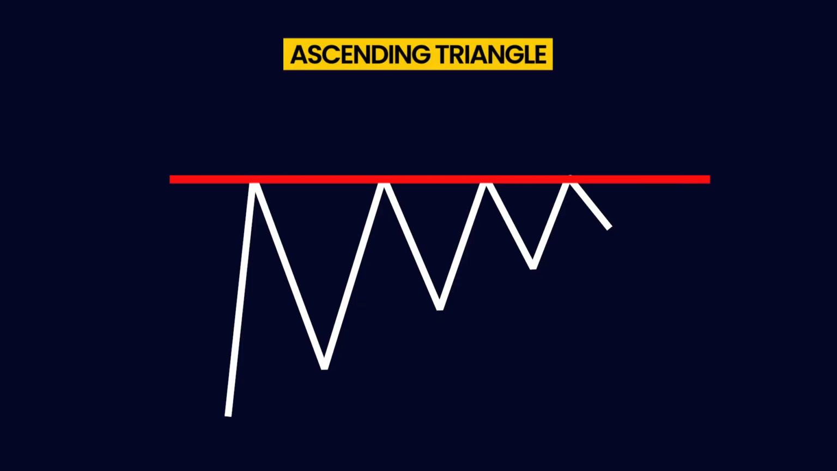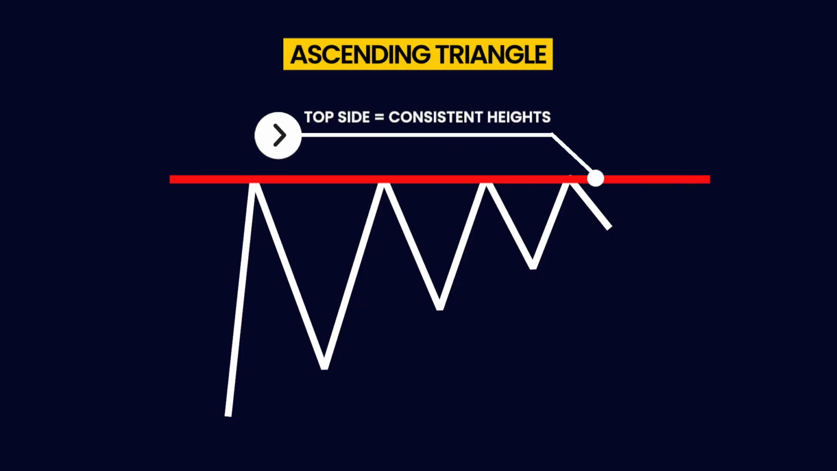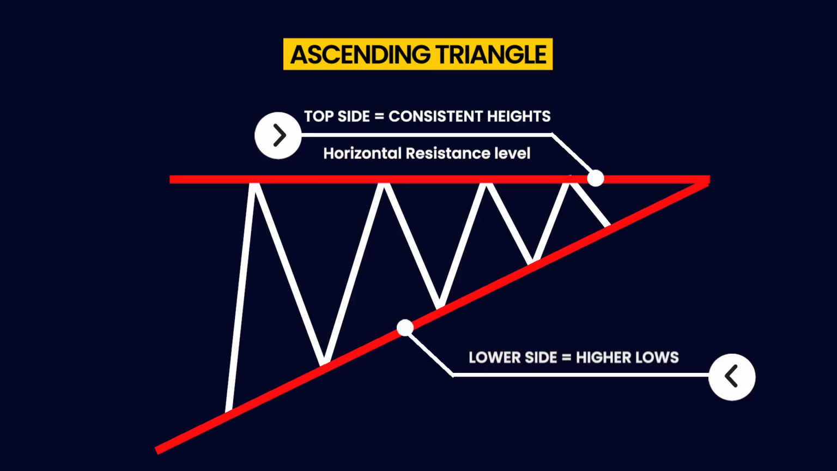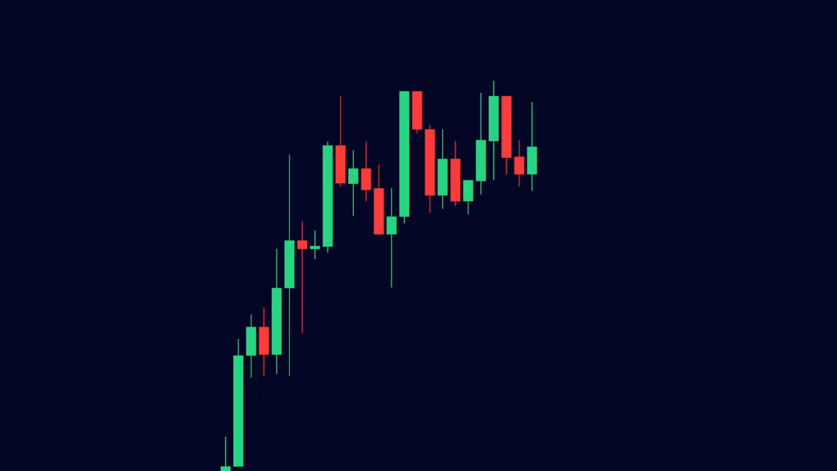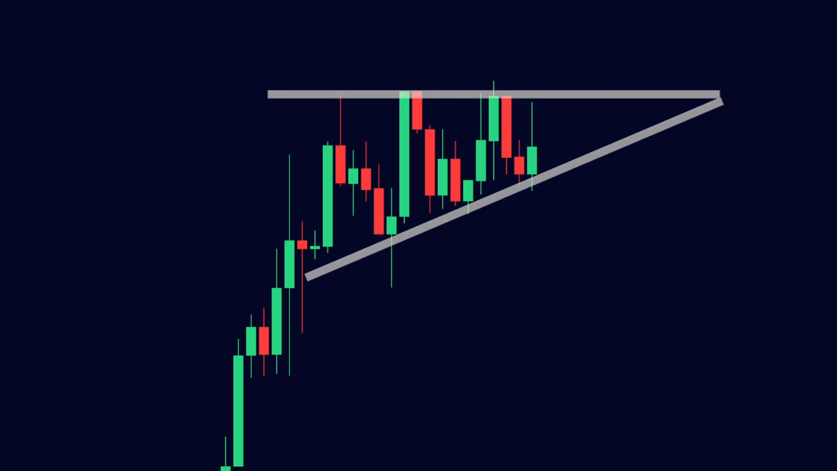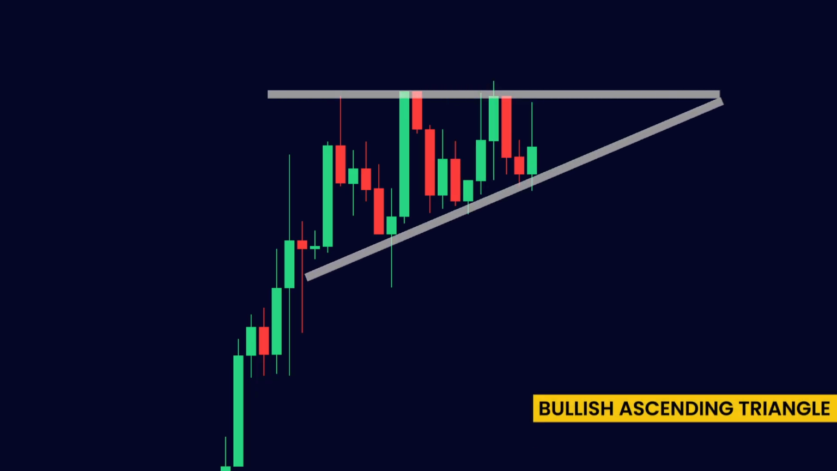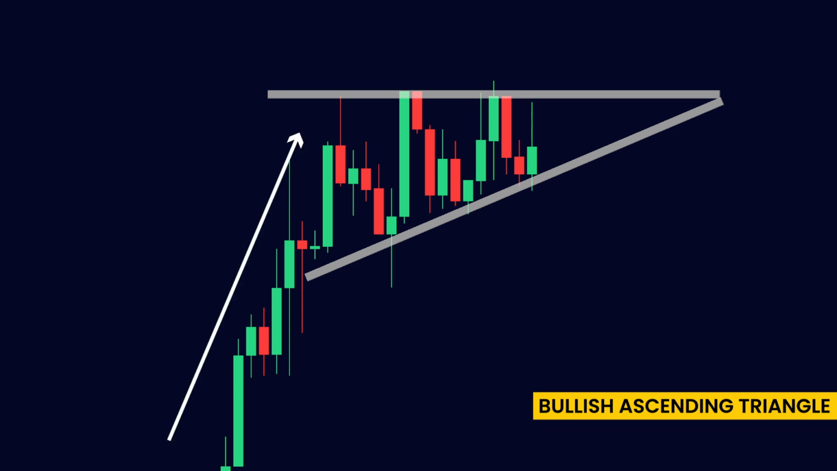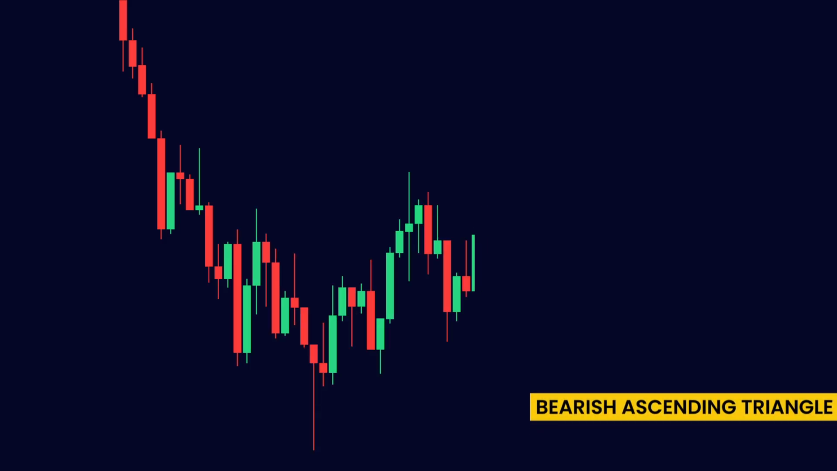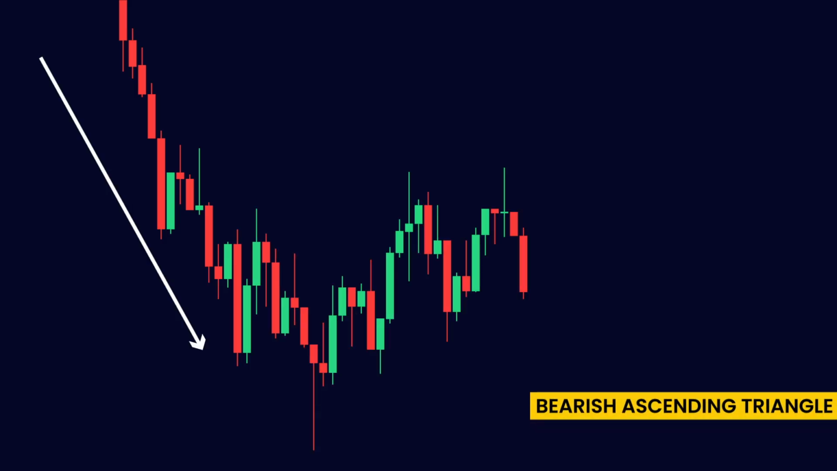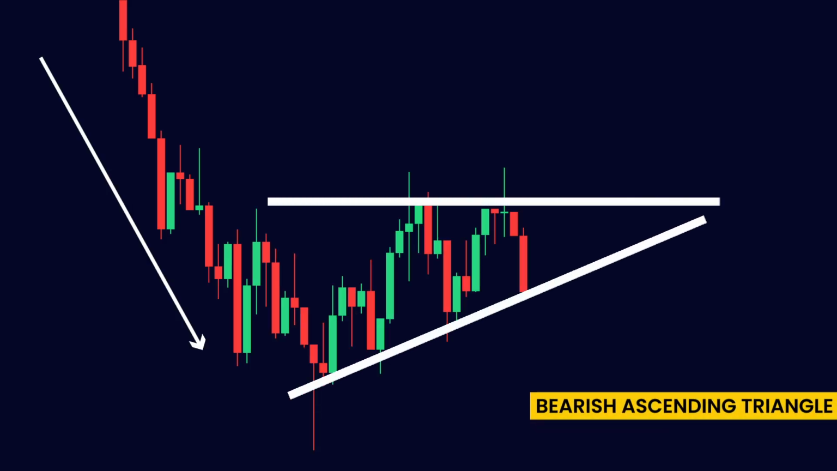The upper boundary of an ascending triangle holds at consistent highs, creating a flat resistance level. The lower boundary rises with higher lows, allowing us to draw an upward sloping trend line. This setup can appear in both bullish and bearish environments. A bullish ascending triangle begins with a rising trend, followed by the pattern forming. A bearish ascending triangle starts with a falling trend before the pattern appears.